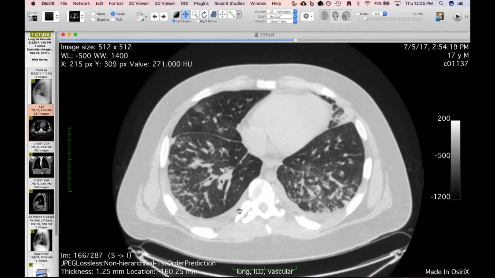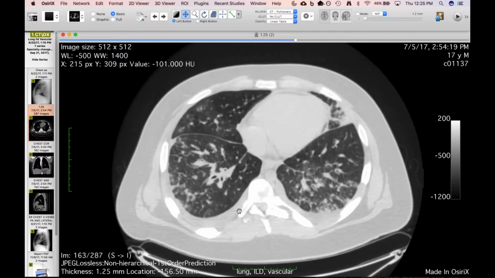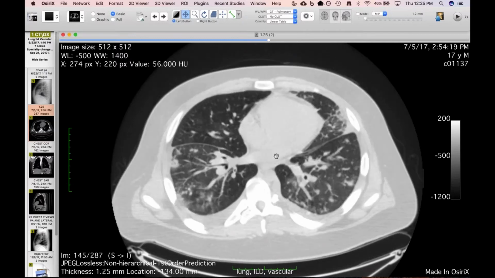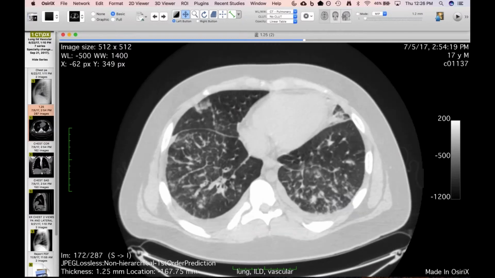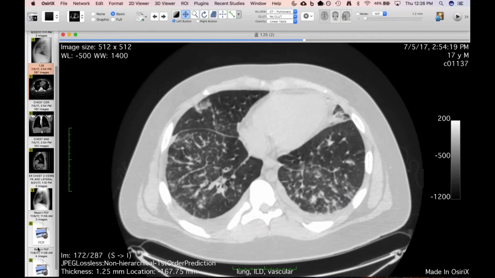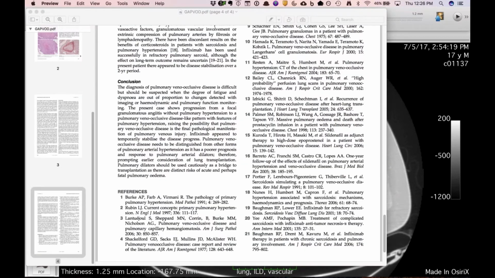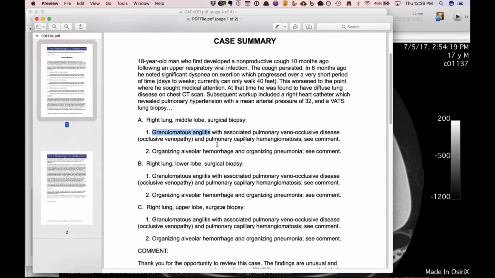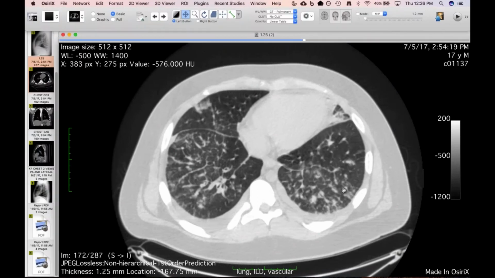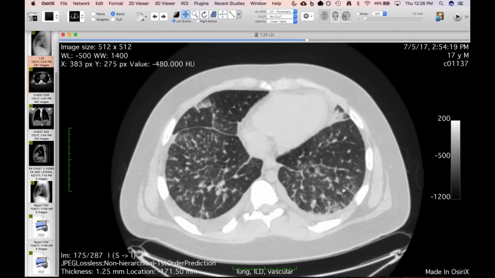It is PVOD. Yeah, they ended up doing a right heart cath. His mean pulmonary artery pressure was in the 30s, but it wasn't just PVOD. They did a surgical lung biopsy, and you'll see that he also had this granulomatous angiitis with associated PVOD and, of course, pulmonary capillary hemangiomatosis, since I think we all think that these are probably part of the same spectrum. And he has this organizing alveolar hemorrhage and organizing pneumonia, which I think accounts for some of the ground glass and consolidation, especially the hemorrhage.